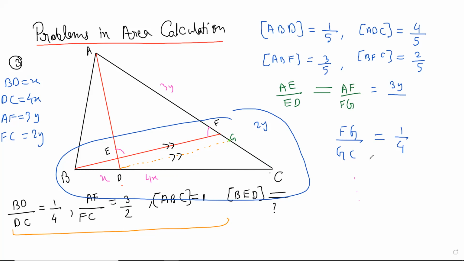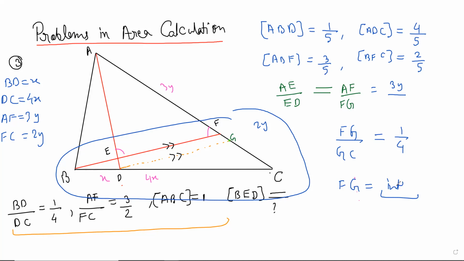So now you can find FG, right? So you can do the calculations, and you can find FG in terms of y. Okay, what will it come out to be? I don't know, one fifth of two something something, right? Yeah. So basically, find FG in terms of y.